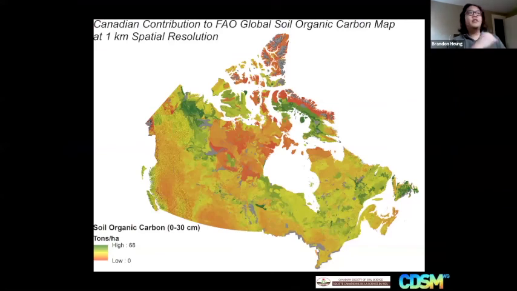Again, our first contribution was a Canadian soil organic carbon map that was submitted to the FAO in 2017. Our submission was an amalgamation of individual mapping projects from different members, so there are many limitations with that. But largely, it was very much a learning experience for all of us, so there's definitely room for improvement. The main thing here was that we were able to demonstrate that a community of soil mappers with very limited resources could work together on a voluntary basis.